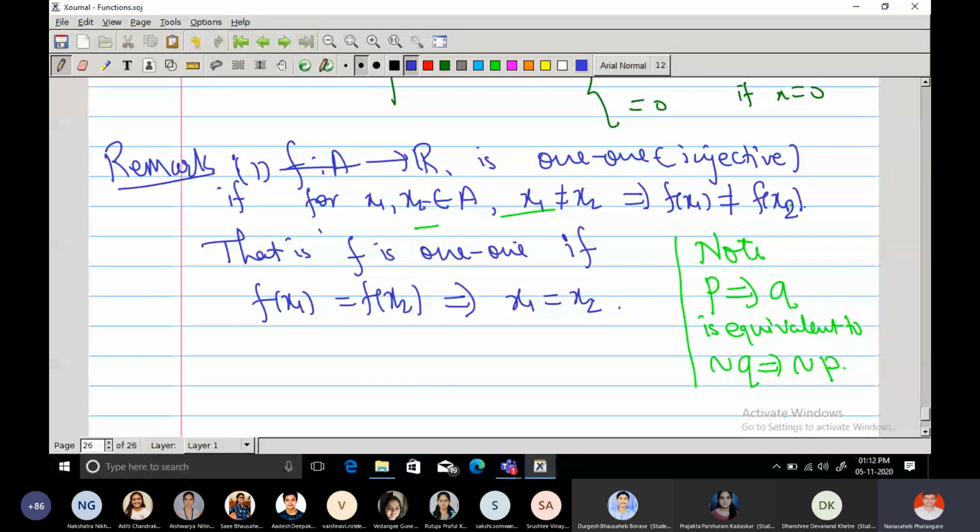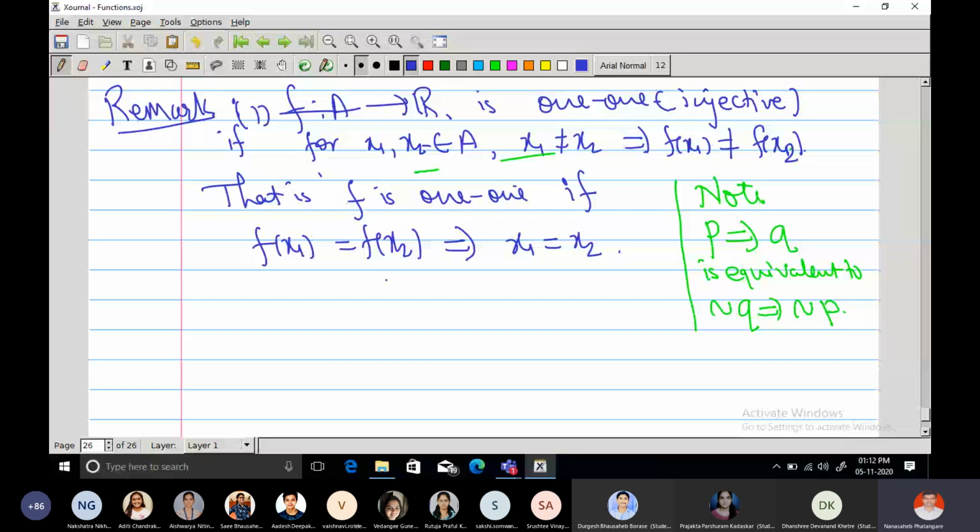So therefore f is 1-1 if images are equal, then pre-images are also equal. So that means distinct elements must have distinct images. Right, so let us see some non-trivial examples.